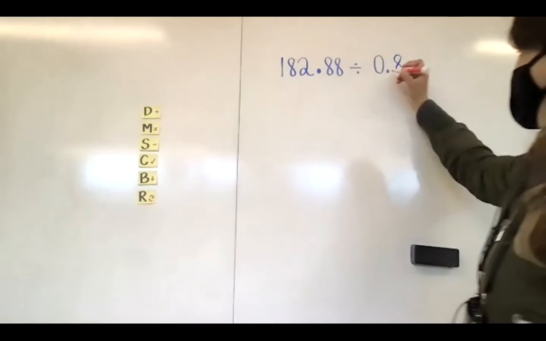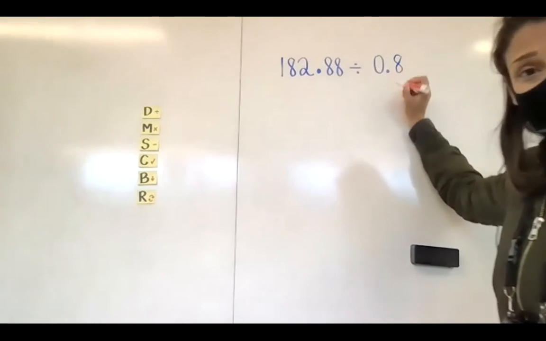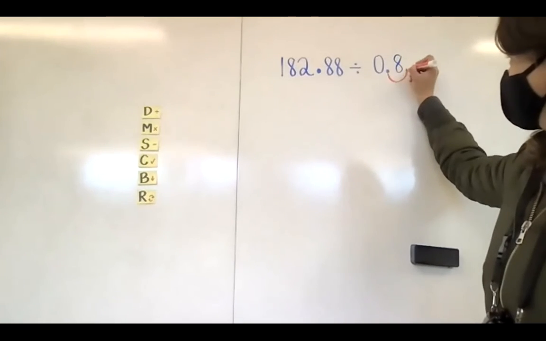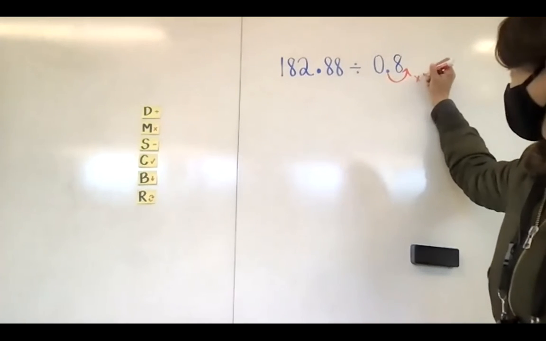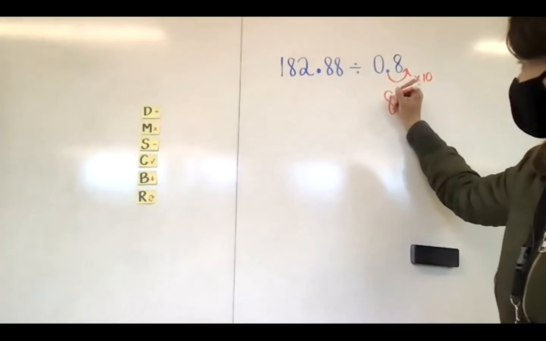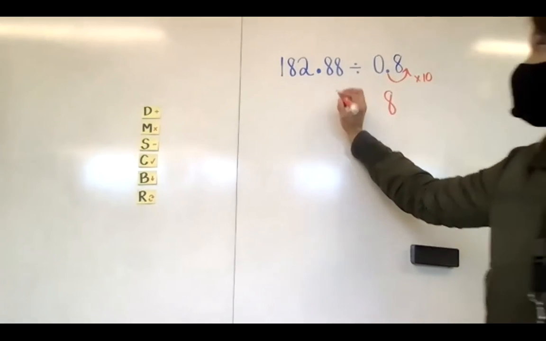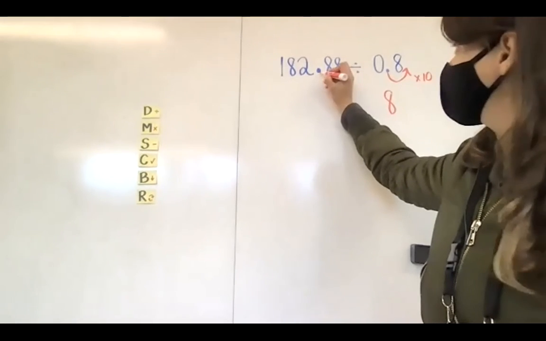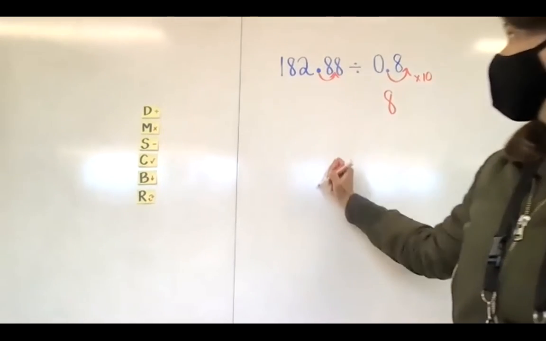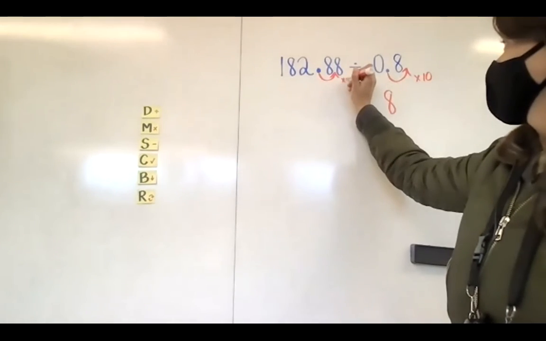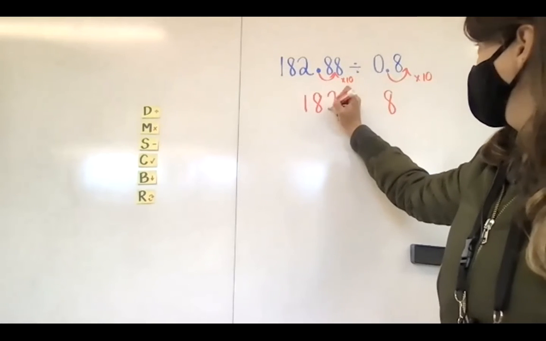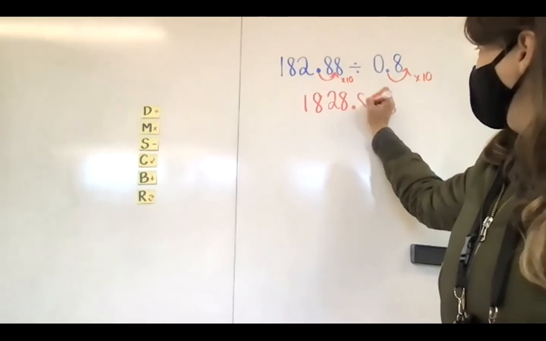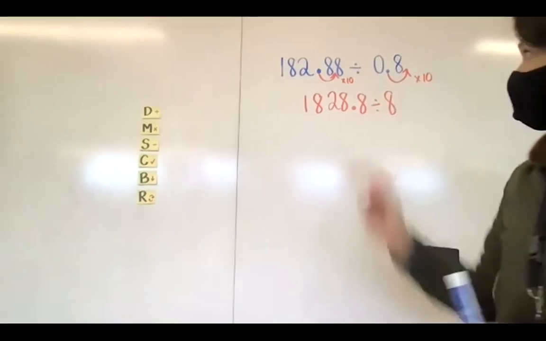Your eyes go immediately to the divisor first, and whatever you do to the divisor, you have to do to the dividend. So if this was 8/10 instead, I'm going to need to move my decimal point one place times 10, which makes it a whole number 8. Even if it makes it a decimal, I still need to move my decimal point one place to the right here. So it's going to be 1,828 and 8/10 divided by 8.